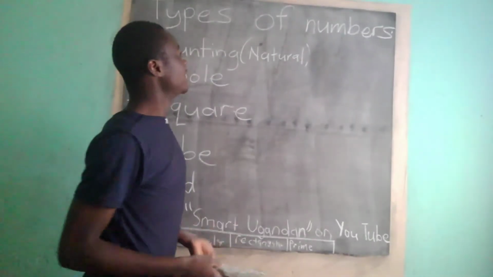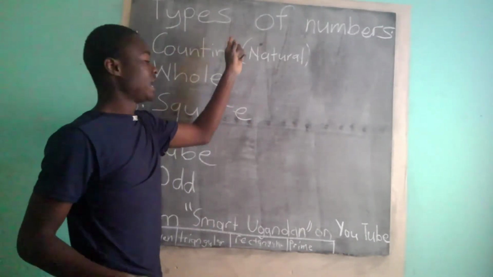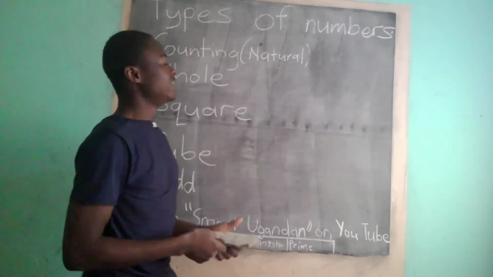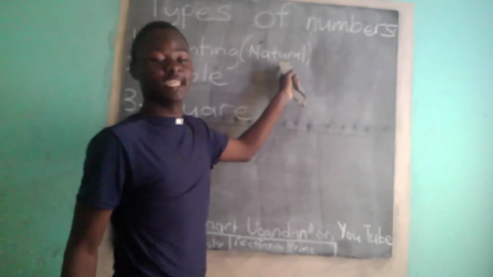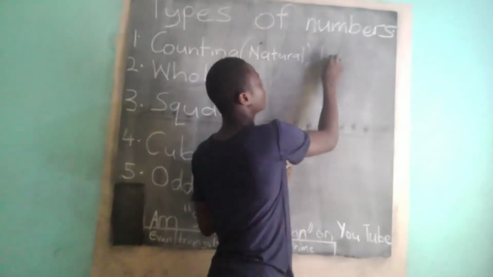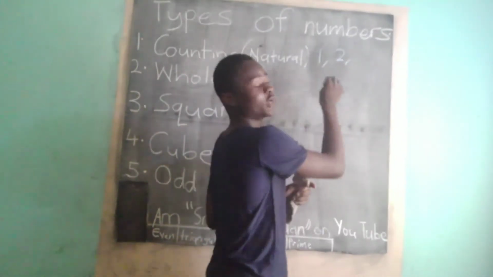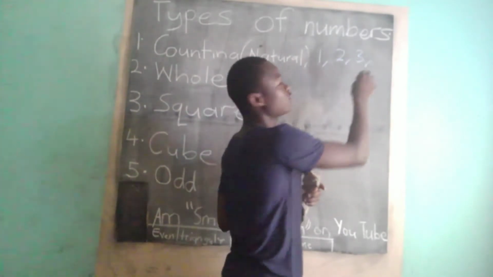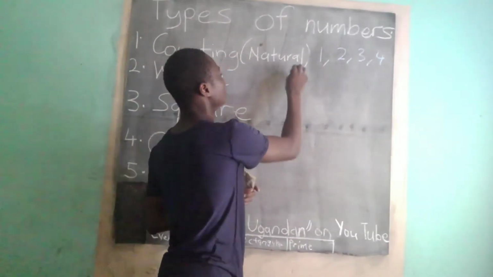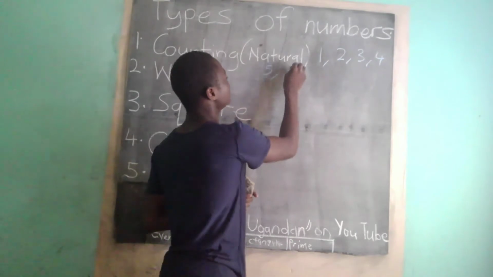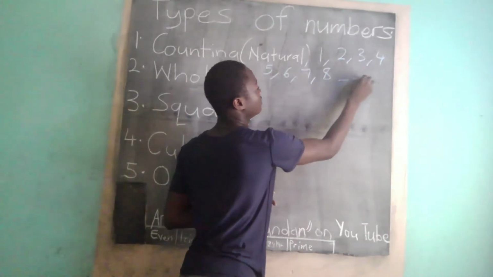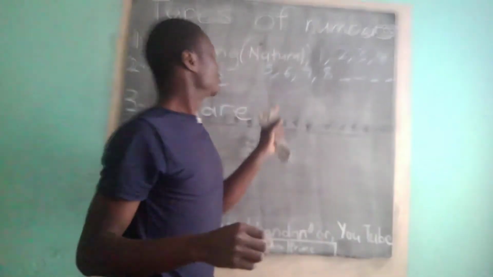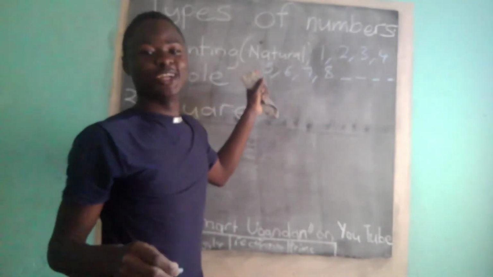Today we're going to study types of numbers. I am Smart Ugandan. Number one, we have counting numbers or natural numbers. These start from 1, 2, 3, 4, 5, 6, 7, 8, and so forth. So those are the counting or natural numbers.